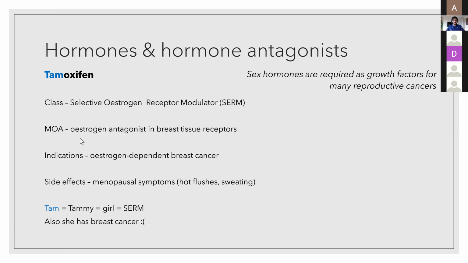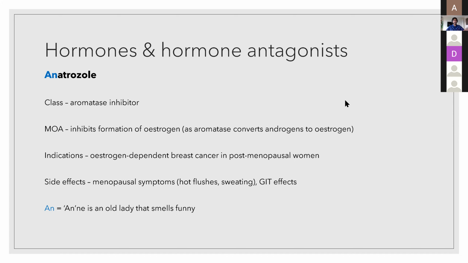Its mode of action is it's an estrogen antagonist. This is a hormone, a female hormone, in breast tissue receptors. That means it's indicated in estrogen-dependent breast cancer. Our side effects are menopausal symptoms, hot flushes and sweating. And how to remember it? Well, Tam sounds like Tammy, which is a girl, so therefore it's a SERM, and she also has breast cancer. Sad face.